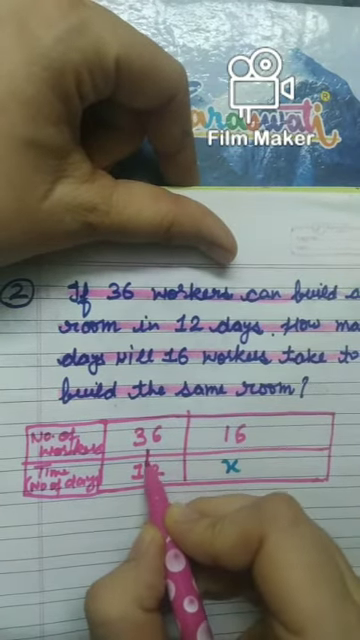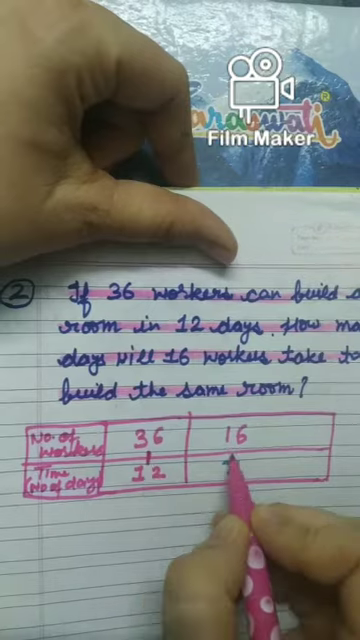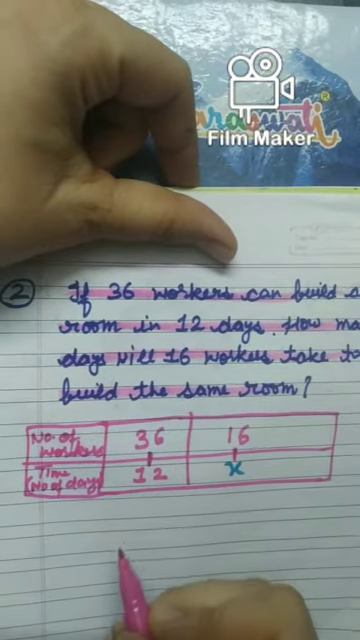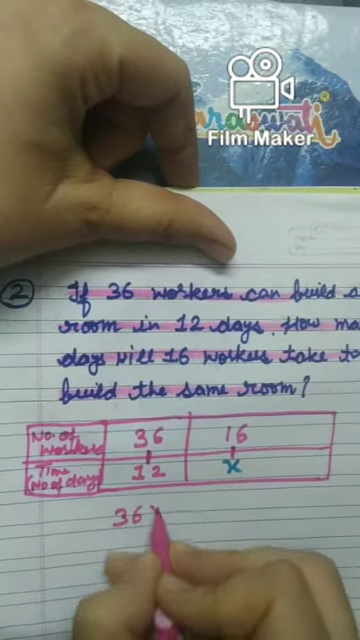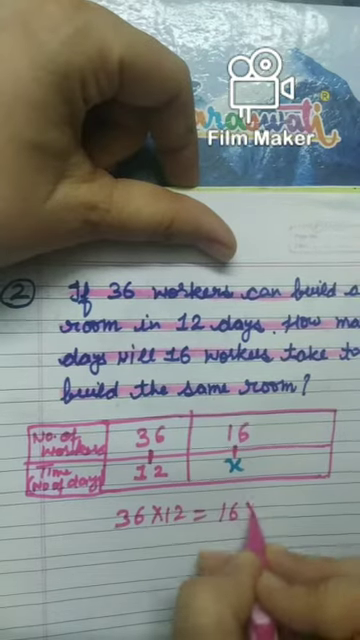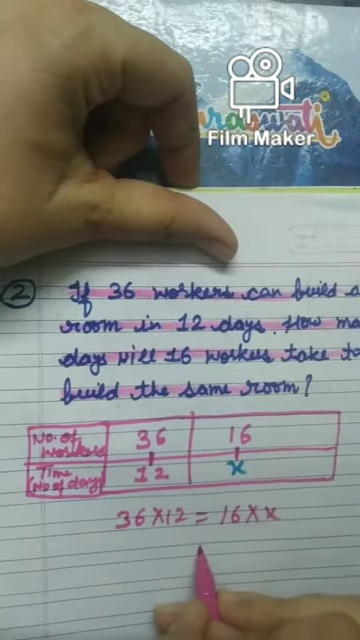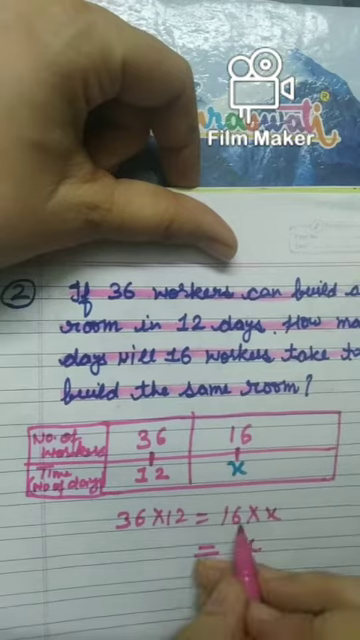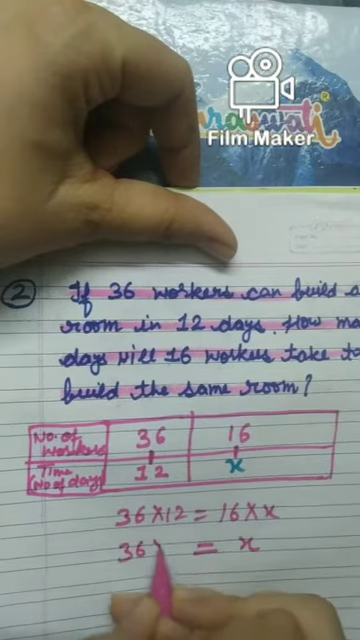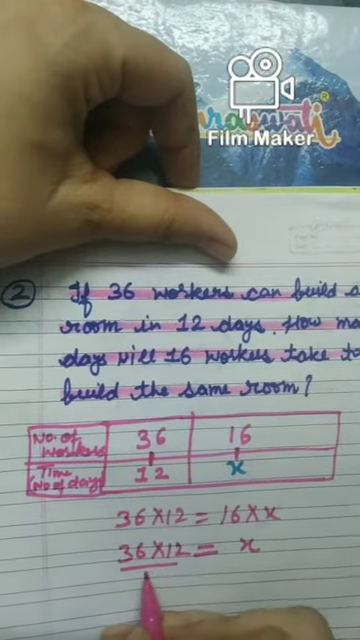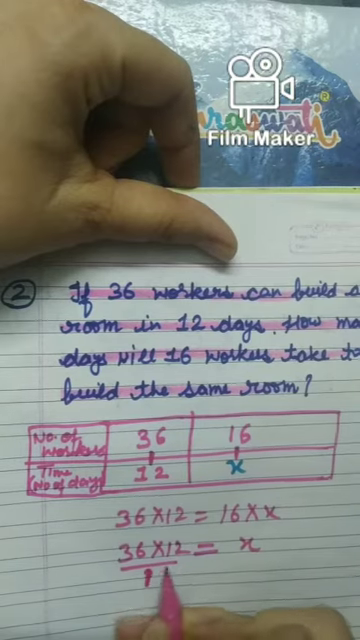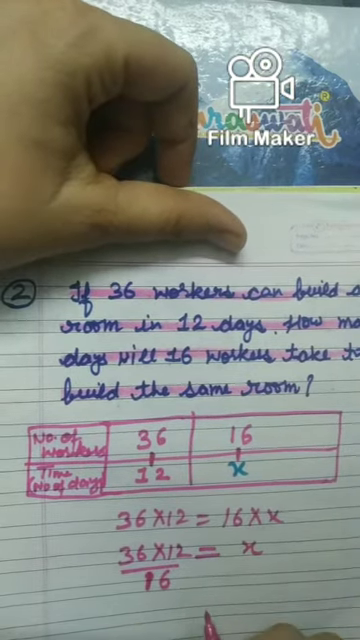So I will do straight multiplication. Multiply this with this, multiply this with this, and keep them equal. So 36 into 12 is equal to 16 into x. Now I want to find the value of x. x will be left here and this 16 will come in the denominator. It doesn't matter whether x is on the left side or right side. I just want to find the value of x.